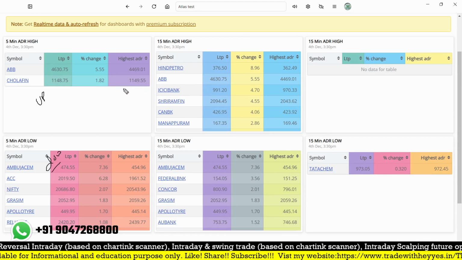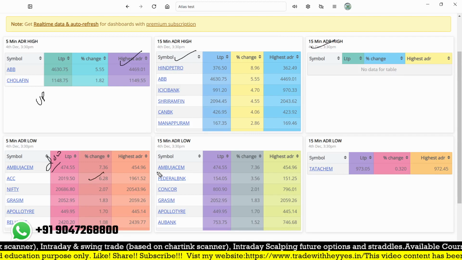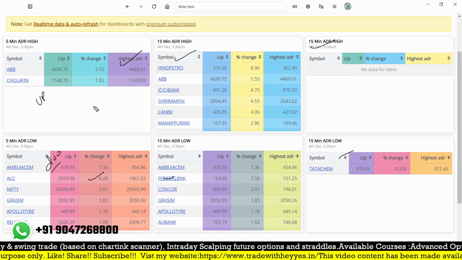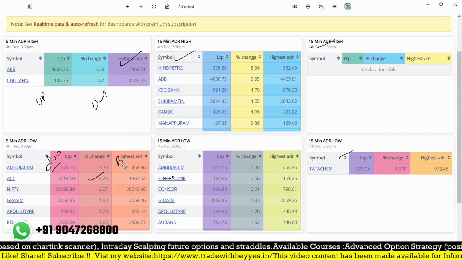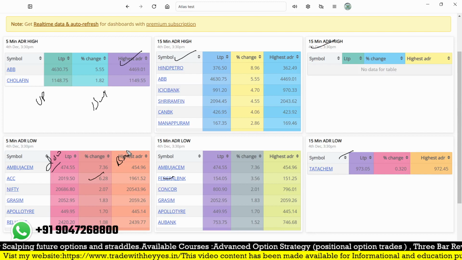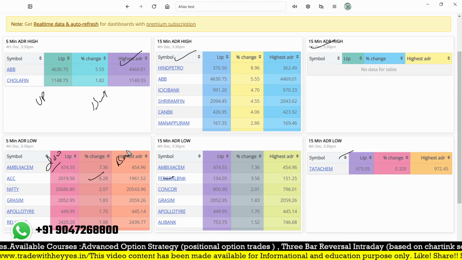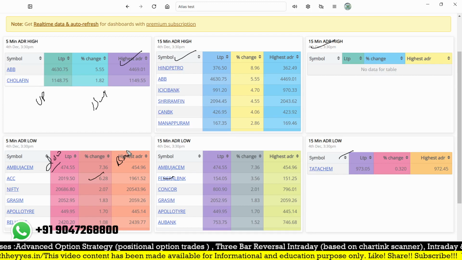So I separated it: 5 minutes, 15 minutes, and 15 minutes every candle. So above is for bullish, below is for bearish, something like that. But even then, we need to look at the overall market today. The overall market is hugely bullish, right? Due to that, there is around a 300 point gap up.